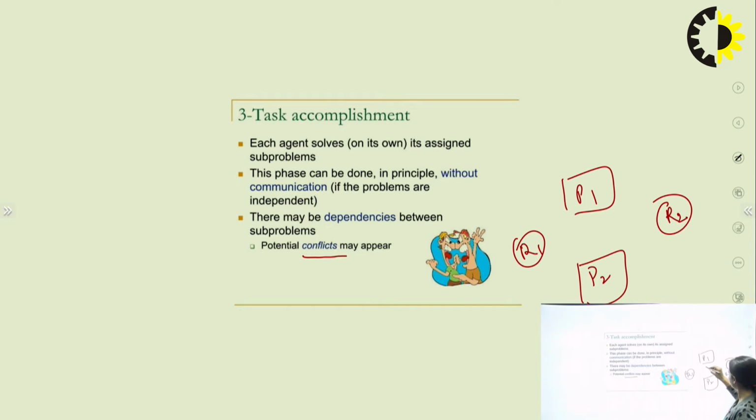Here the process P1 is holding on to resource 1 and it is also demanding resource 2. Here P2 is holding on to resource 2 and it is demanding resource R1 as well. So this is a case of deadlock, or this is one of the cases of how a conflict arises.